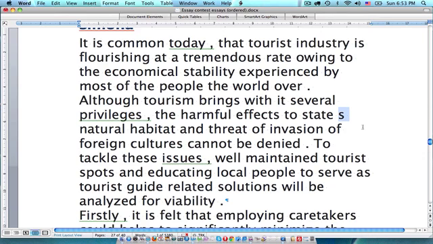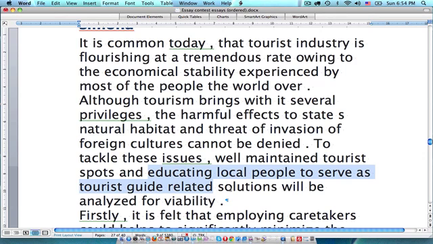Okay, now if we look at the final sentence in this introduction paragraph, so here it's written, to tackle these issues, well-maintained tourist spots and educating local people to serve as tourist guide, related solutions will be analyzed for viability. Now, things start to really get awkward about here. Okay, I think I know what you're trying to say, but it's so awkward at this point that I almost lose your train of thought. It almost becomes completely incoherent.